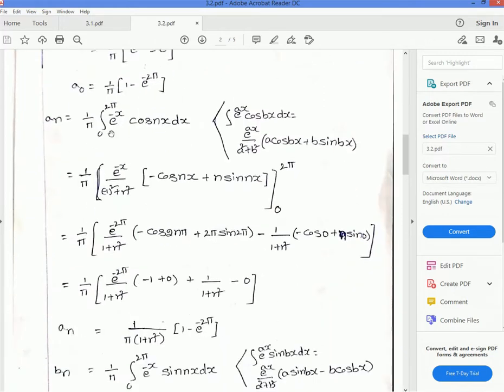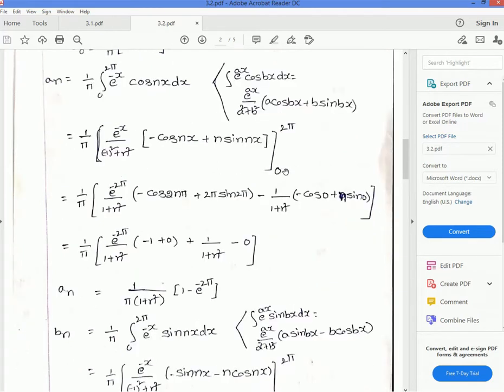Similarly, what is the a n value? 1 by pi integral 0 to 2 pi e power minus x into f of x into cos n x dx. But what is the f of x value? Cos n x. So it gives integral 0 to 2 pi e power minus x into cos n x dx. Now we use the formula for e power ax into cos bx. What is e power ax into cos bx? E power ax by a square plus b square, a cos bx plus b sin bx. Comparing these two integrals, what is the a value? Minus 1, and the b value is n. Applying this formula, we get e power minus x divided by minus 1 square, which is 1 plus n square, a cos bx, a is minus 1, so minus cos n x plus b is n sin n x, limits 0 to 2 pi.